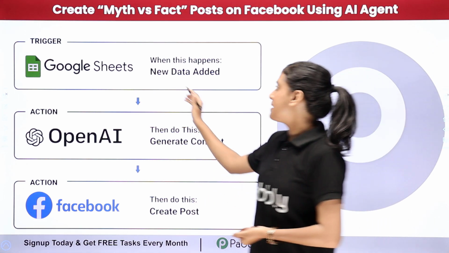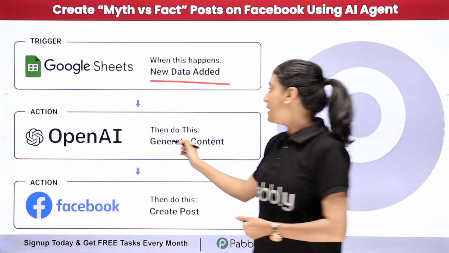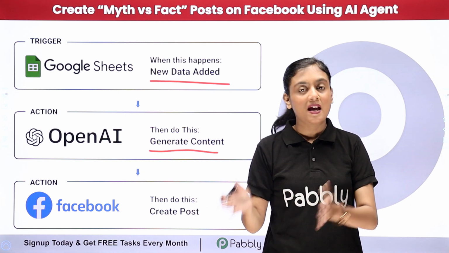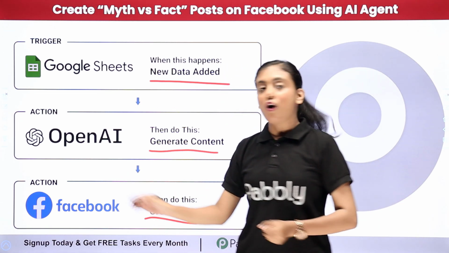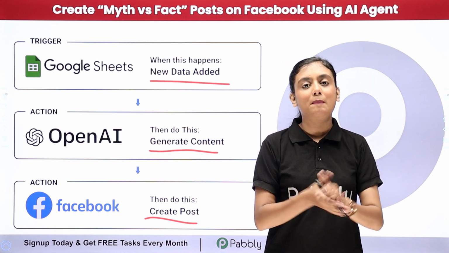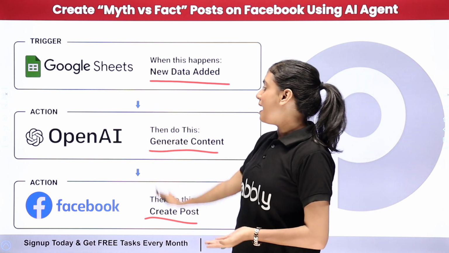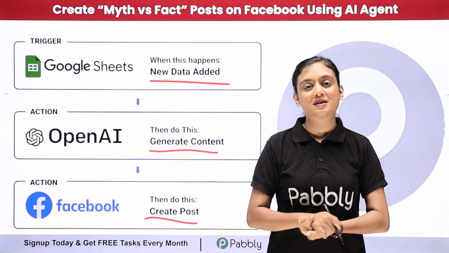So now as soon as I add any of the myths in my Google Sheets, automatically an AI agent is going to generate the content of the myth versus fact. As the content is generated, I am going to create the post on my Facebook page and directly publish it. So now if you want to learn how to create this amazing AI agent for yourself, for your business, then let me take you to my screen.